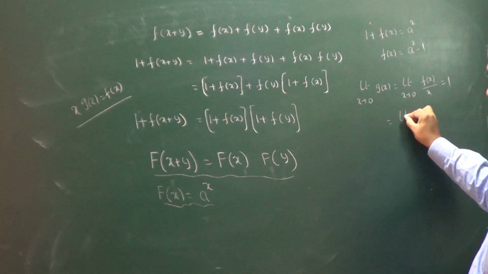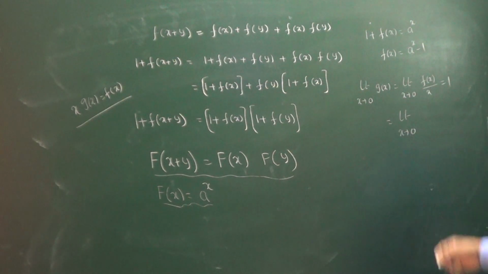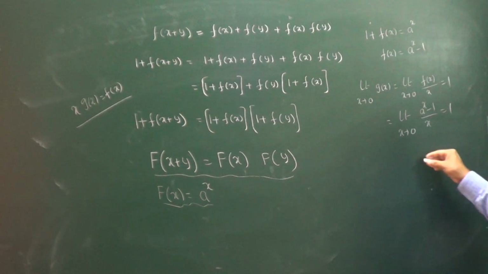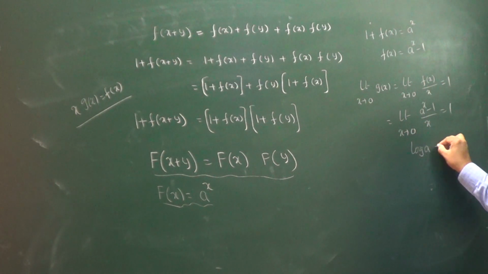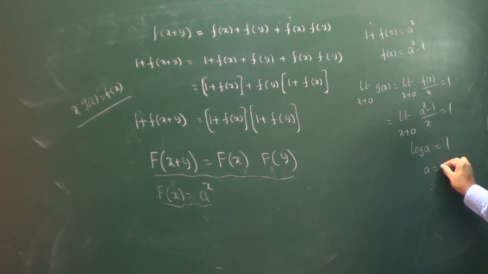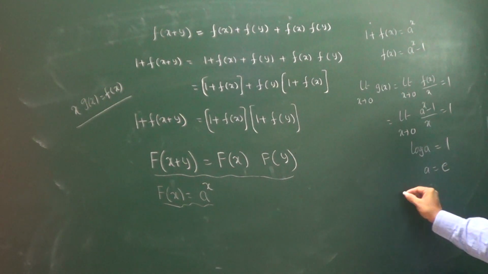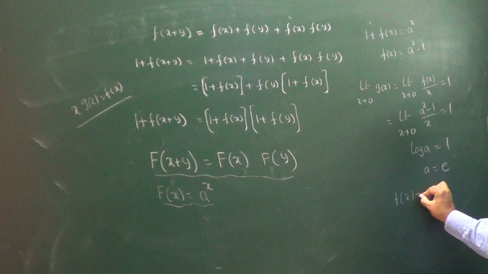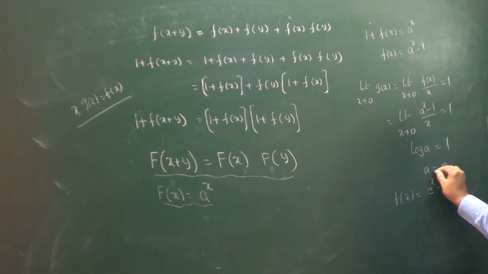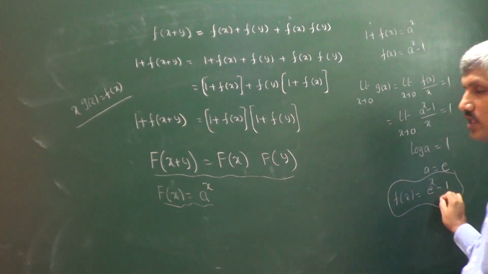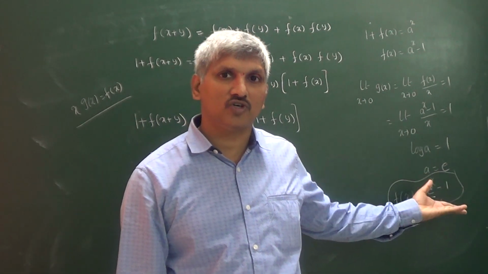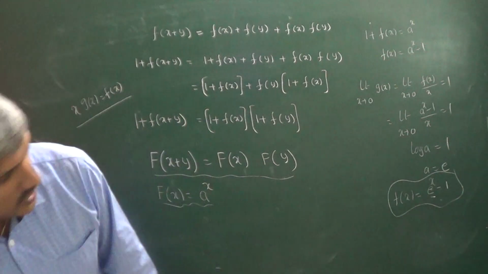Now this is equal to limit x tends to 0 of a power x minus 1 by x, which is equal to 1. So this limit value is actually log a, which is equal to 1. Log a equal to 1 means a is e. Right? So we get the function f of x is equal to e to the power of x minus 1. Earlier also we got the same function. That function is differentiable, and its differentiation at x equal to 0 you will get as 1 only. Right? So that is the discussion.